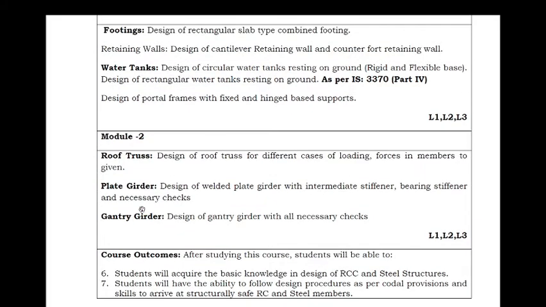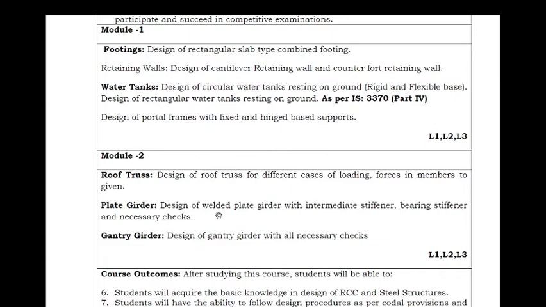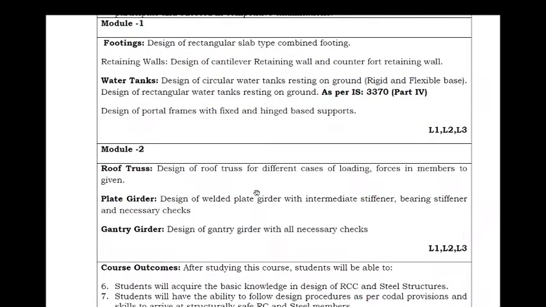So in total you have 2 modules, module 1 and module 2. Module 1 is RC and module 2 is steel structure. Both modules require the prerequisites, that is RCC and steel, so you need to study those.